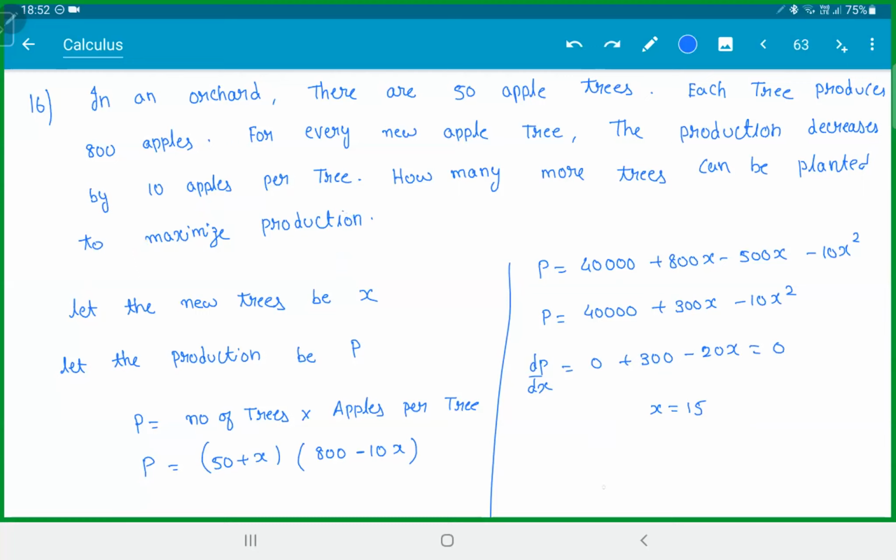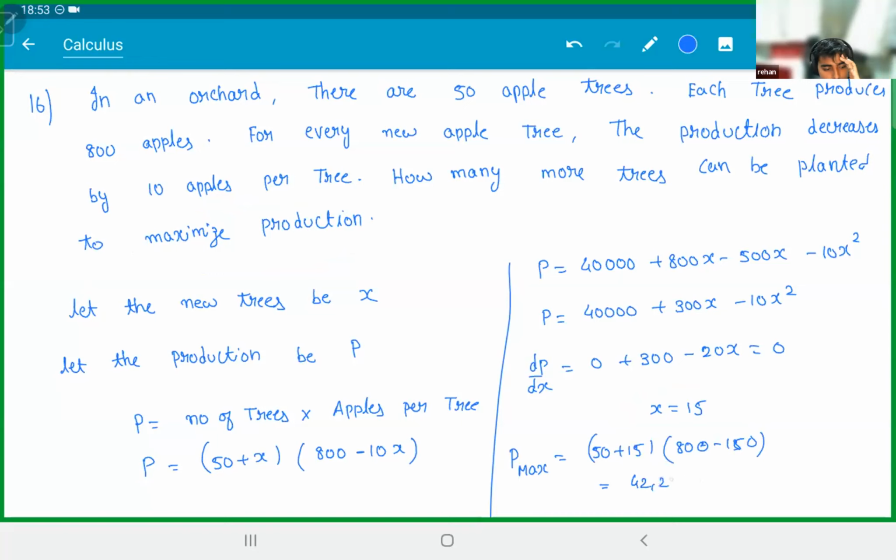What is the maximum production? Now, that I didn't ask you. Maximum production, substitute 15 there: 50 plus 15 by 80 minus 150. That will be 65, 42,250. Yep, that is the maximum.